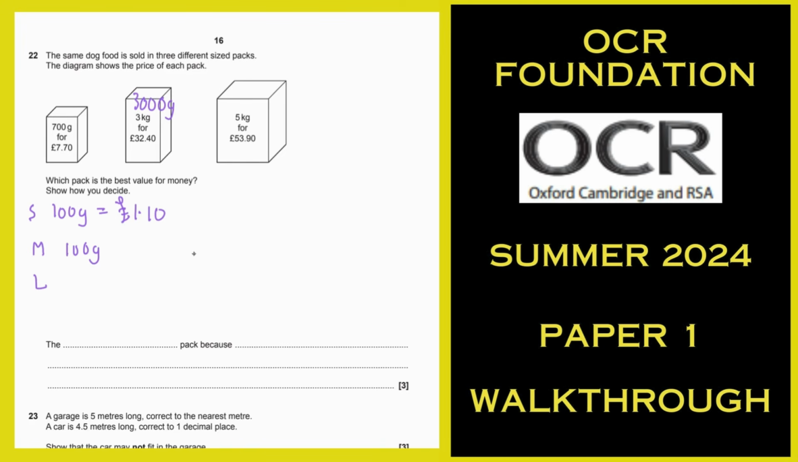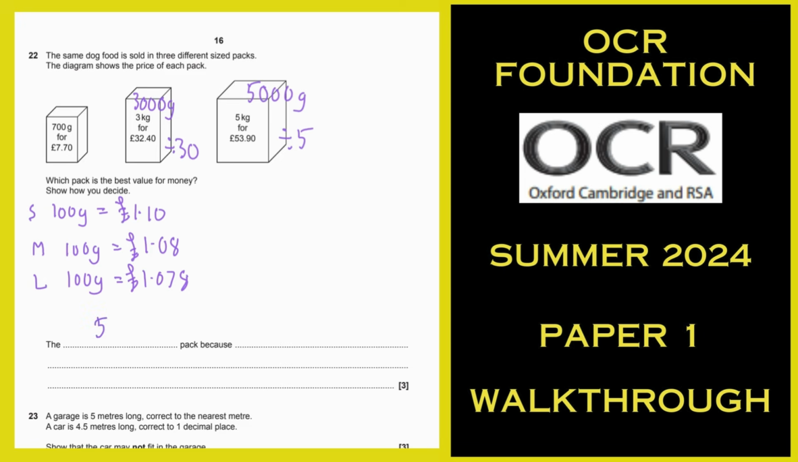Take the £32.40, divide by 30, and you get £1.08. Slightly cheaper. Same process for the large pack. Change it to grams by timesing by 1,000, and to go from 5,000 grams to 100 grams, you need to divide by 50. £53.90 divided by 50 goes ever so slightly smaller. In other words, it's ever so slightly cheaper.